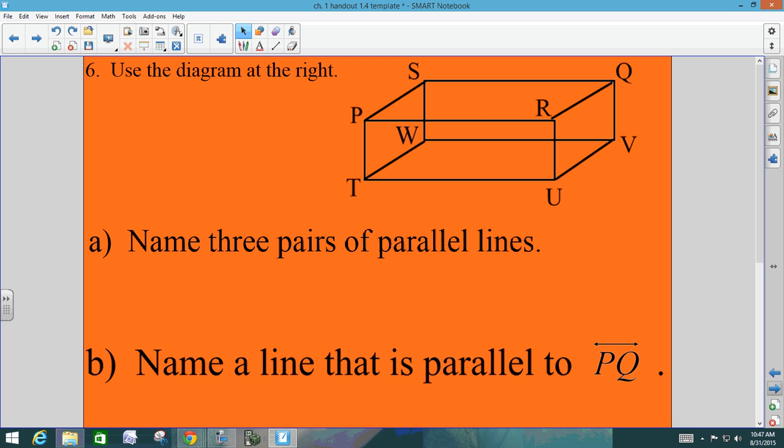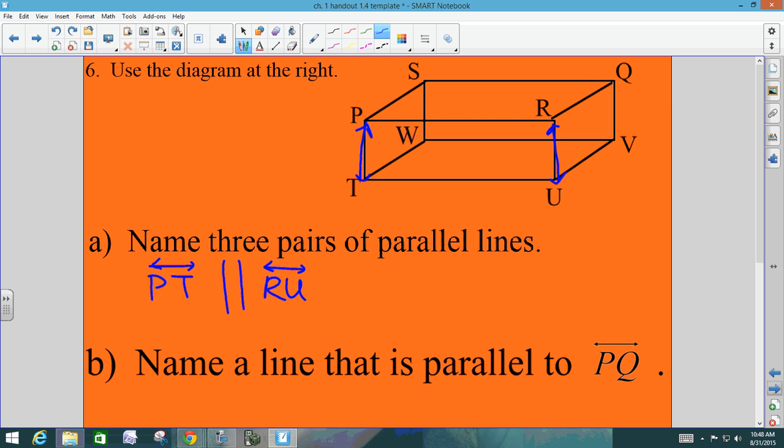Part A on number 6, using the diagram, name 3 pairs of parallel lines. 3 pairs of parallel lines. Colleen, if I say line PT, which line would be parallel to that guy? RU would work. So when I go to write this, you guys, line PT is parallel to line RU. With symbols, it looks like that, but when you read it, you would say line PT is parallel to line RU. There's 1 pair of parallel lines.